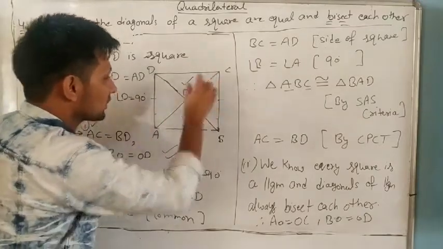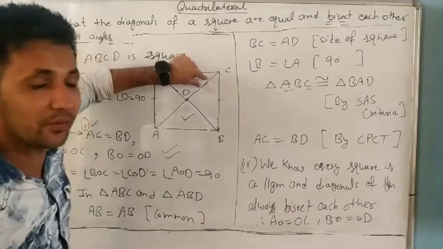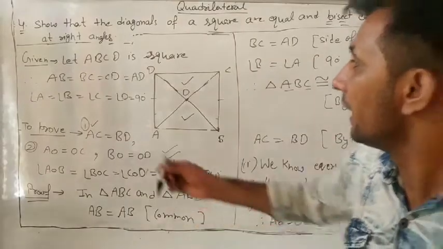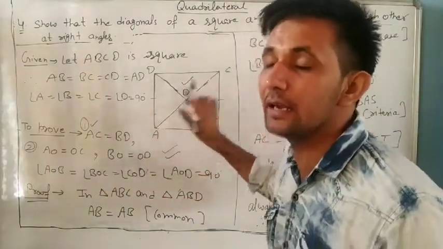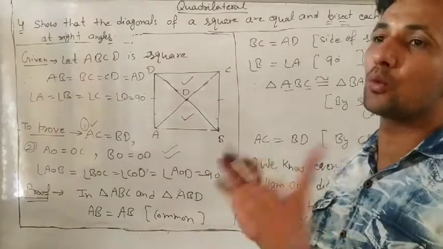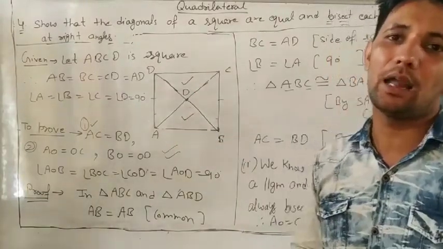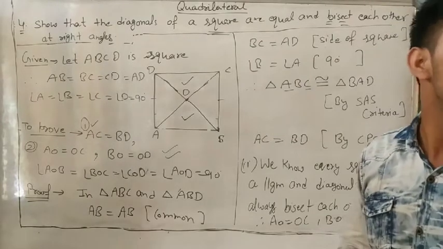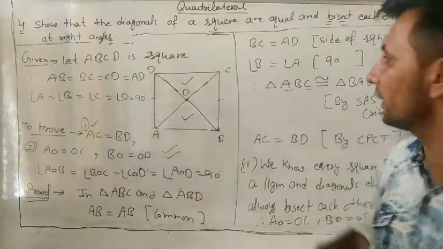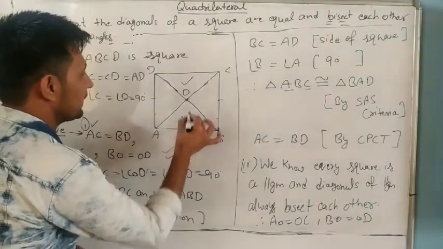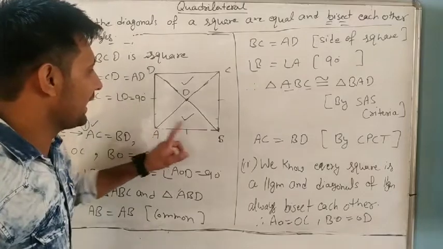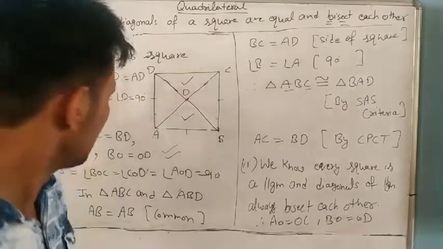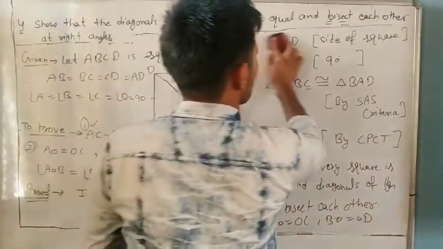AO equals OC, and we observe AO and OC are in different triangles. If you want to prove that sides in different triangles are equal, it means we have to prove that both triangles are congruent. And how will you prove that these two triangles are congruent? We will take triangle ABO and triangle DOC. Understand or not? The first part I am rubbing out.